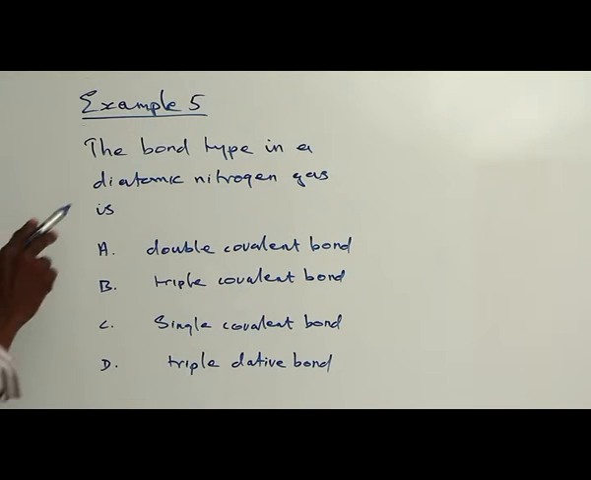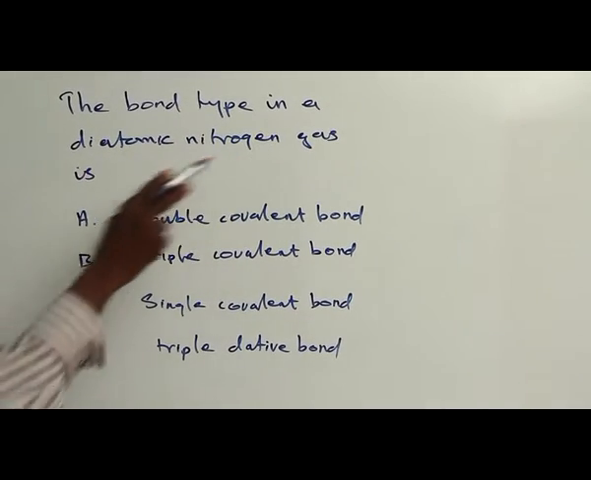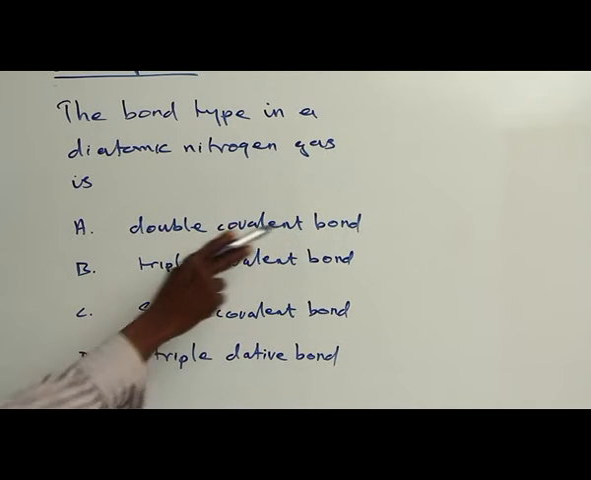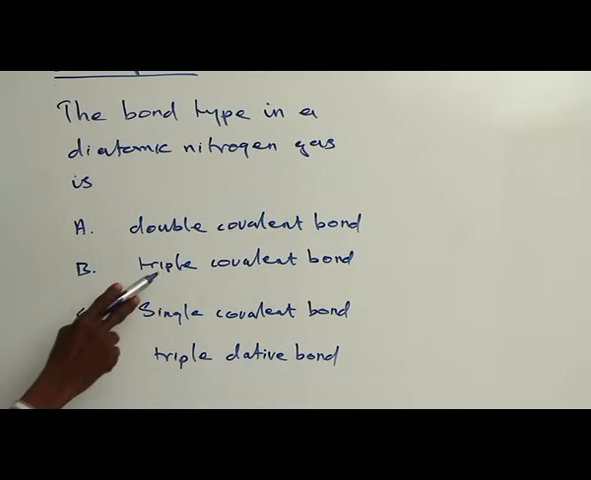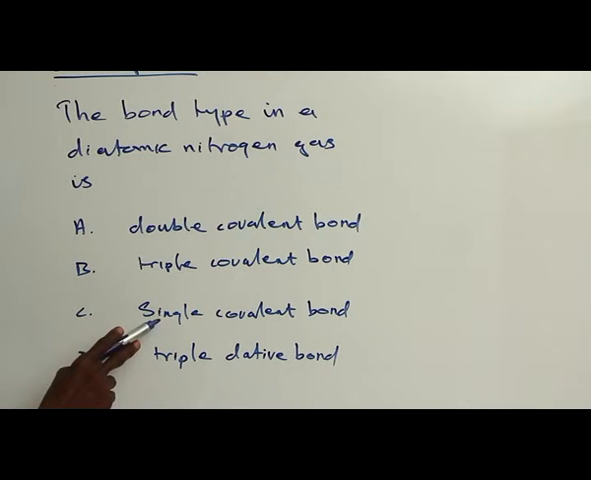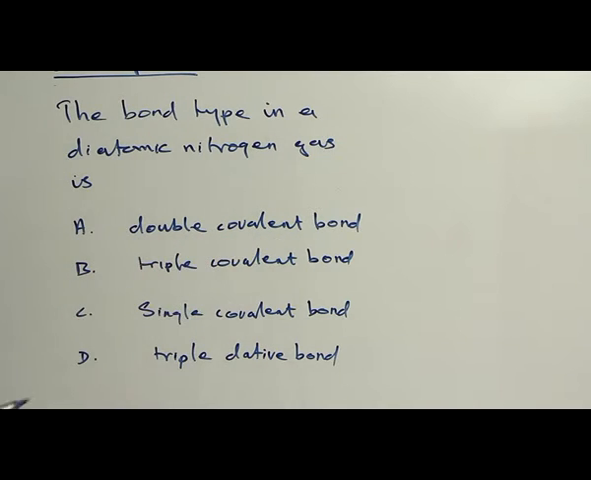Example 5. The bond type in a diatomic nitrogen gas is A, double covalent bond, B, triple covalent bond, C, single covalent bond, D, triple dative bond. Now, let's consider the options one after the other. A, double covalent bond. No.